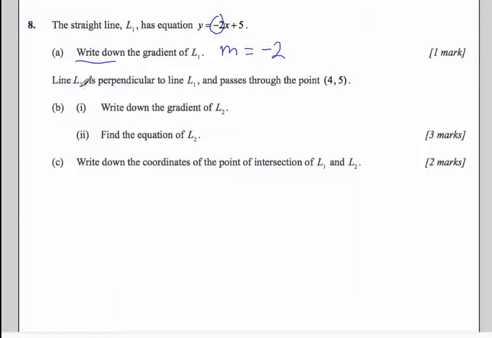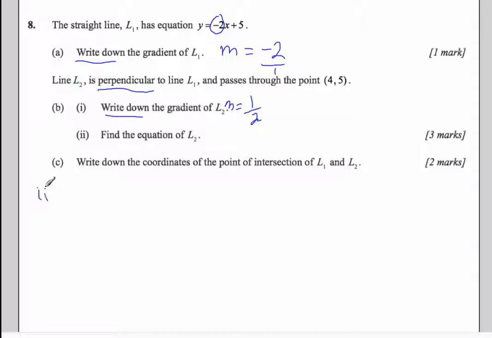Okay, then we have another line called L2 that's perpendicular to L1 and passes through this point. Write down, so no calculations required, the gradient of L2. So the gradient of L1 is negative 2. We can also call that negative 2 out of 1. And because they're perpendicular, the gradient of L2 is going to be the negative reciprocal. So it's the negative of negative 2, so it's going to be positive. And the reciprocal means you flip the fraction, so it's going to be positive half. Flip the fraction and change the sign.